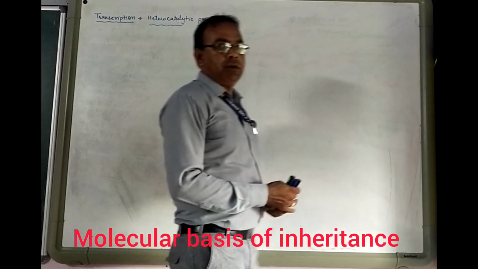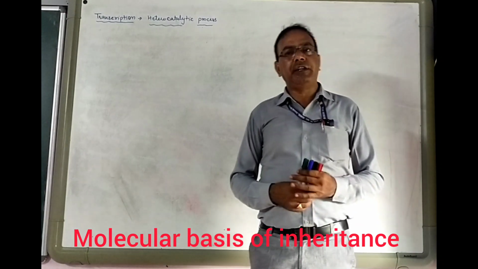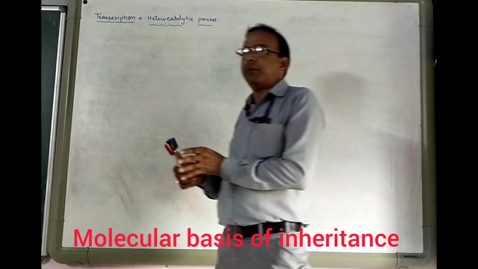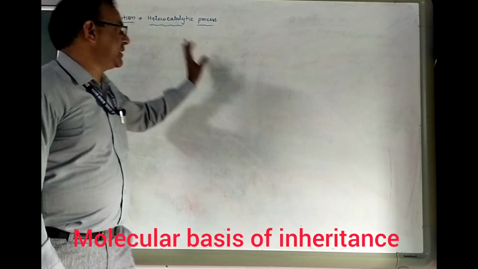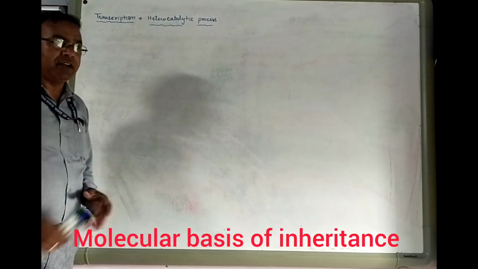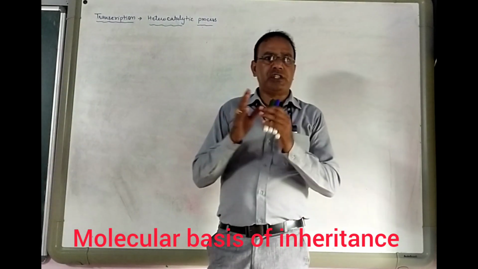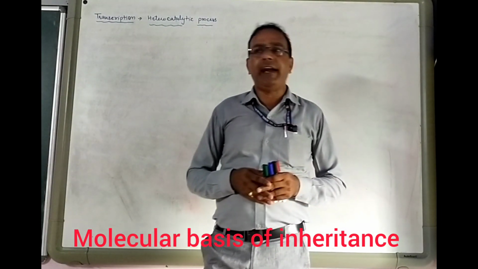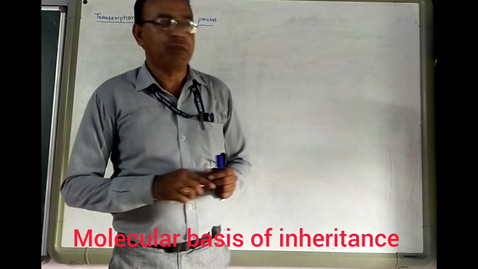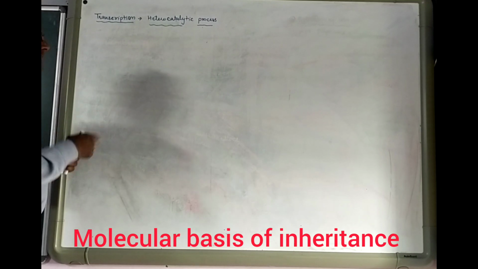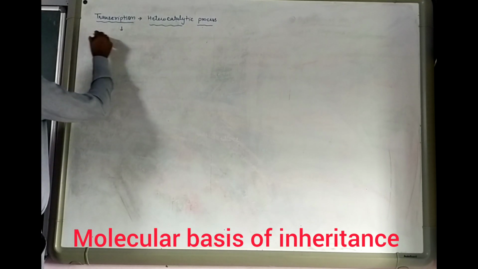Hello students, we are discussing the transcription process. In the previous part we have seen how the transcription process can take place, and why the transcription process is known as heterocatalytic. In this part we will discuss how the transcription process may occur in prokaryotic as well as eukaryotic cells. First of all, during transcription, there is one enzyme called RNA polymerase.